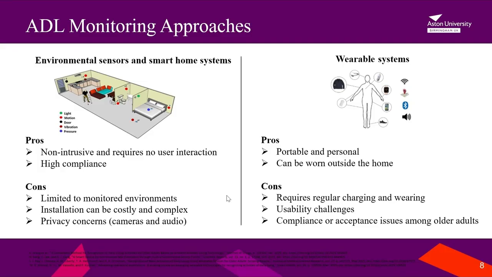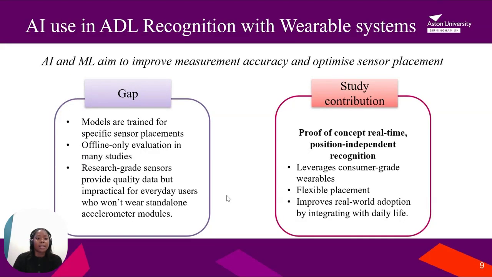So AI and machine learning have been used to improve measurement accuracy and also to optimize sensor placement in human activity recognition. But the gap is that most of the models used in this area are only looking at specified sensor placements. Most of them also use offline data sets, so they only evaluate offline. There's no actual real-world deployment. And most of them use research-grade sensors that provide the data quality, but they're very impractical for everyday users if this were to be implemented in the real world. So there's less scalability for this type of solution.